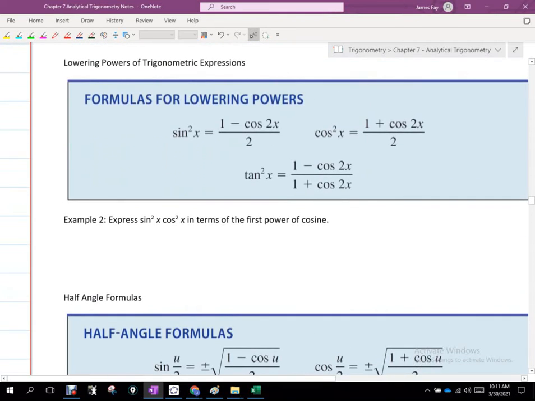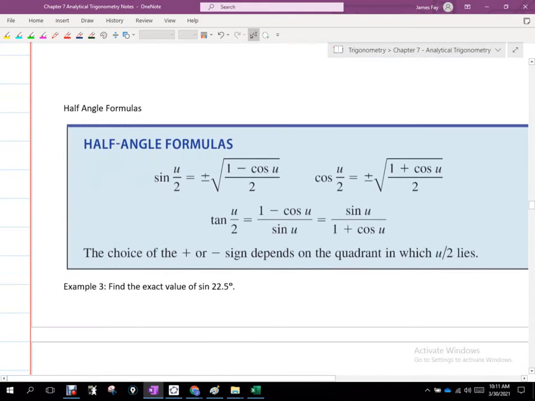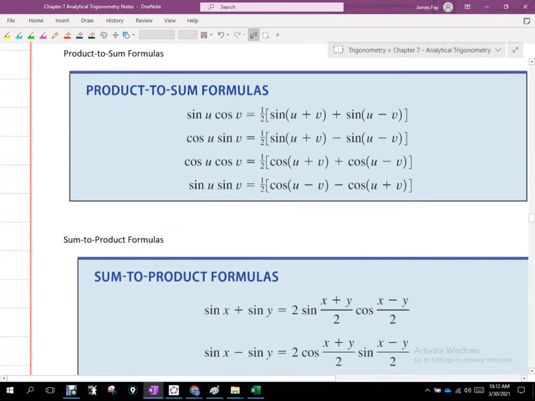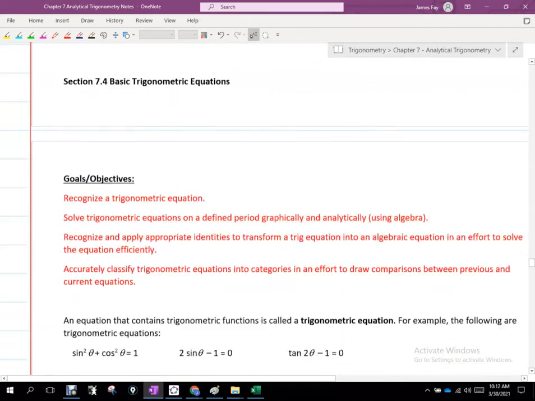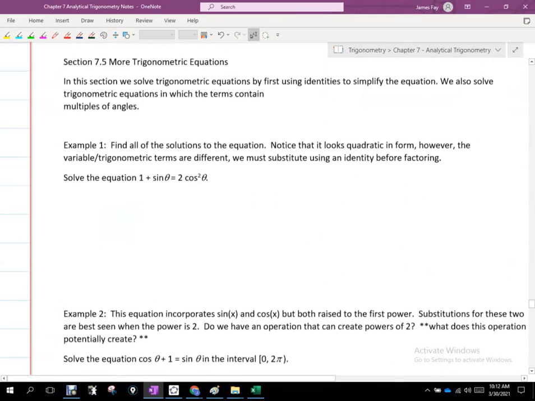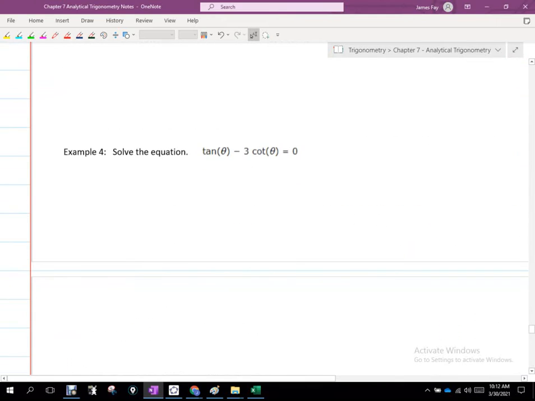Then we'll have something called lowering powers. We have half angle formula. So if I know what 45 degrees is off the unit circle, this formula will allow me to find what the sine, cosine, and tangent of 22.5 would be. We have product to sum formulas. We have sum to product formulas. All right, so we've got a lot of these formulas, and then we get into our equations, which those formulas are then used within.